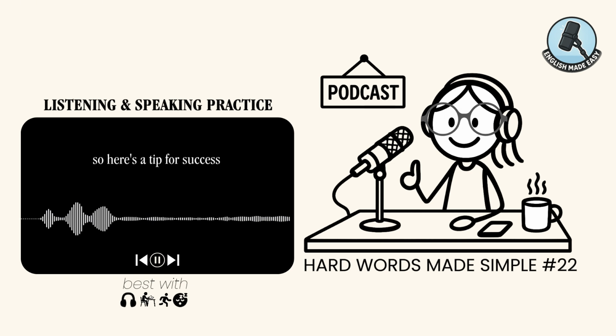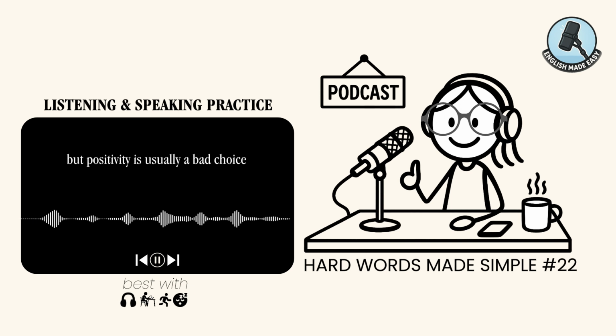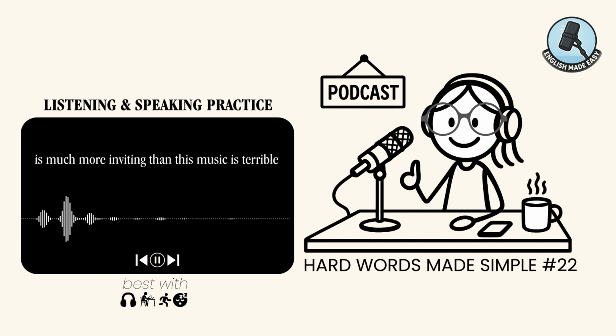So here's a tip for success. When you make your environmental comment, try to make it positive or neutral. Complaining can sometimes work, like, "This line is taking forever," because it creates a shared sense of frustration. But negativity is usually a bad choice. "This music is really great," is much more inviting than "This music is terrible."